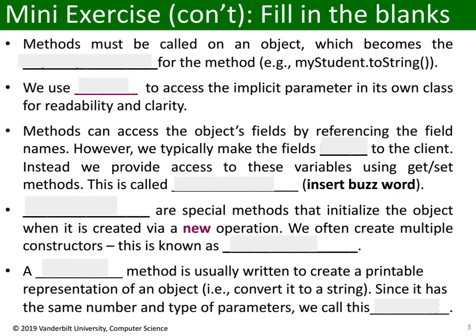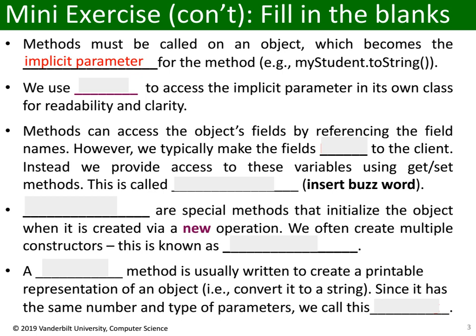Let's go again. Pause the video, see if you can fill in the blanks. Okay, methods must be called on an object, which becomes the blank for the method. So the example would be myStudent.toString. So what is myStudent in that case? It is the implicit parameter.